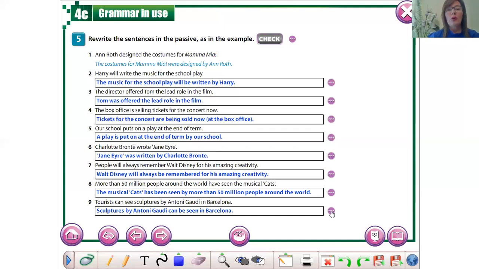If we have a look at all this exercise, we can see that we have to do with different tenses. The first one is simple future. Number 3 is the verb offer, that is in past simple. Number 4 is present continuous. Number 5 is present simple. Number 6 is past simple. Number 7 is future simple. Number 8 is present perfect. And number 9 is the modal verb can.